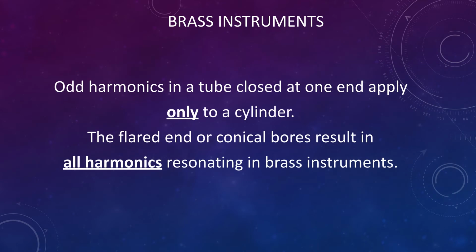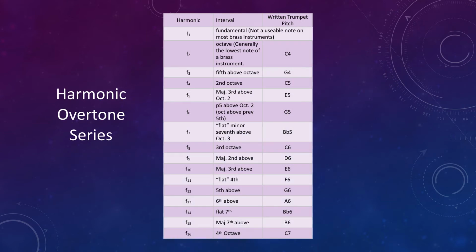Also, it turns out that the rule about odd harmonics in a tube closed at one end applies only to a cylinder. The flared end and conical bores cause more complex acoustical effects, resulting in all harmonics resonating in brass instruments. The first 16 harmonics are listed here. This is what's known as the harmonic overtone series. So, with a bugle, which is just tubing, you're limited to only the notes of this overtone series. Taps and reveille are songs that are based on this overtone series.